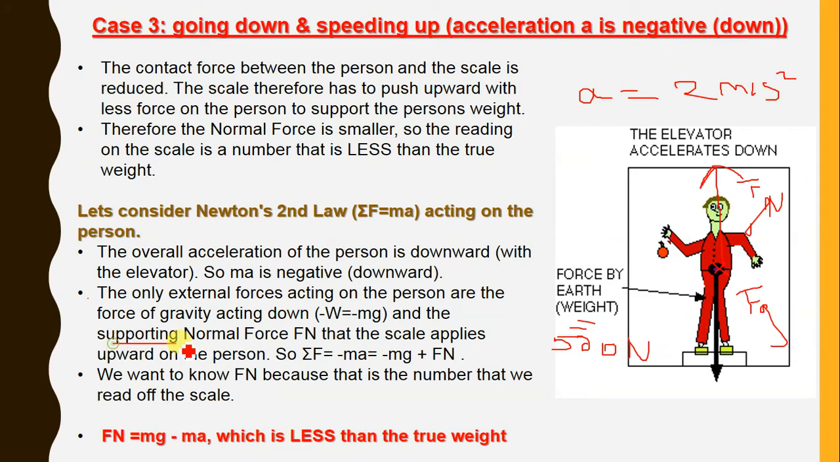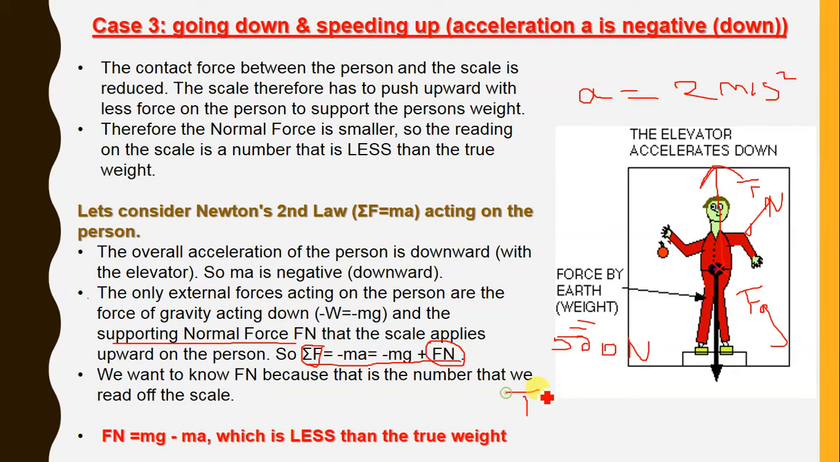What is the supporting normal force? That the scale applies. So this is the force exerted by the scale on you. This is the normal force. It's upward, so it's positive, right? Okay, by applying here the second law of Newton, sum of forces equals negative ma. What is the sum of forces? It is Fn in the positive direction, negative mg. What do we care about here? We care about Fn, okay? It is the reading of the scale.